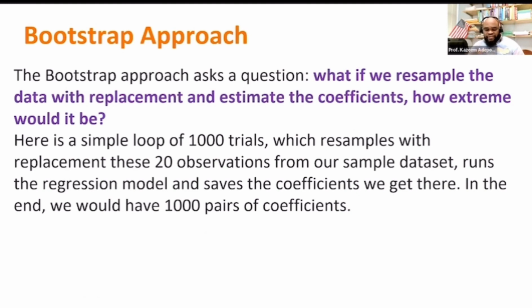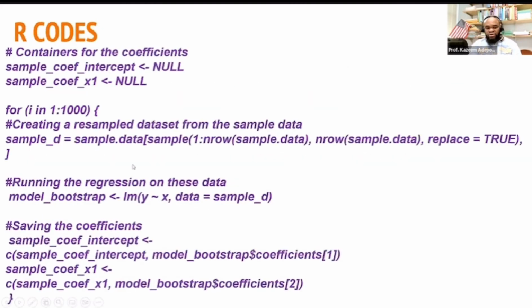The idea behind the bootstrap is, can we resample the data with replacement and estimate the coefficient, and see how extreme that will be. I can decide to do 1,000 trials, resampling with replacement the 20 observations in our sample, and run that and see what's going to happen. Now this is the code, if you want to do that in R. As you can see here, I'm going into that very sample of 20 observations 1,000 times.